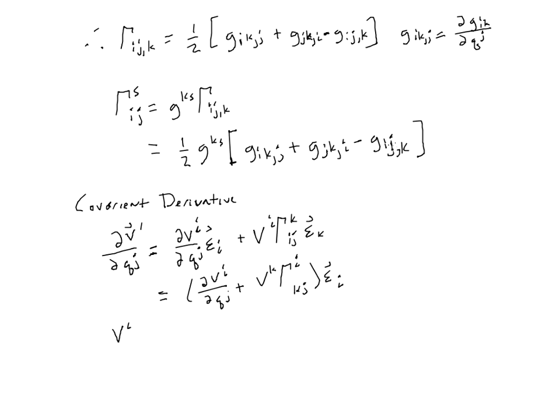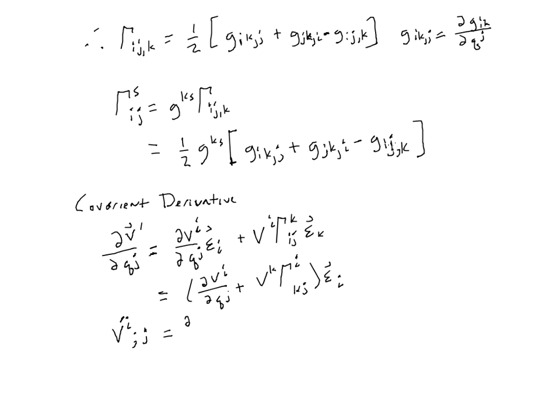And so what we do is we write this in shorthand as v prime i semicolon j, where the semicolon means that you've taken what we call a covariant derivative. A covariant derivative is a derivative beyond a partial derivative in that it actually respects the coordinate system that you're taking the derivative in.